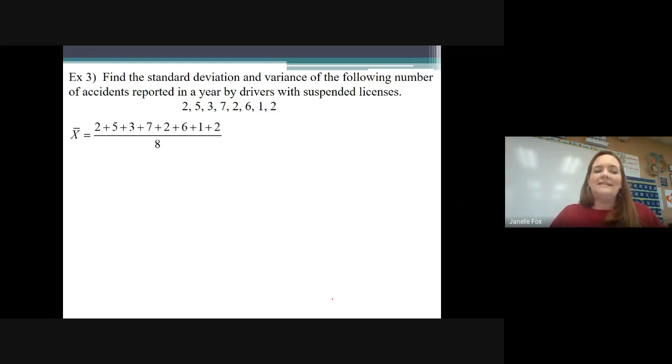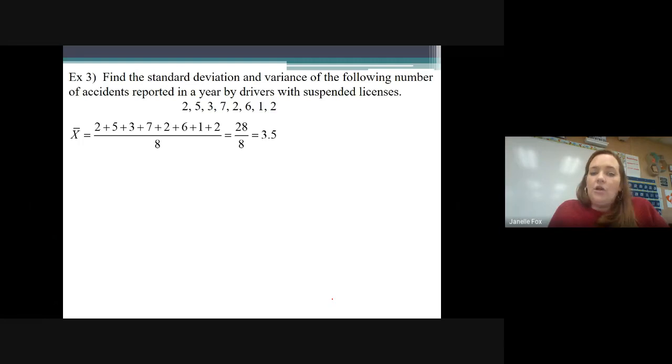So what is the average? On your notes, there's a box for us to figure out the average. You will take your calculator. Go ahead and do this with me. We're going to add 2 plus 5, 3, 7, 2, 6, 1, 1 and 2. Put enter, and then I'm going to divide by 8. And I get 3.5 is my average, my mean. That's what X bar is.